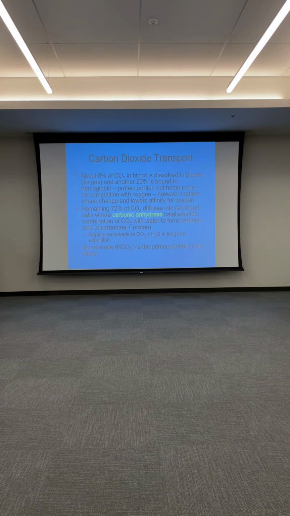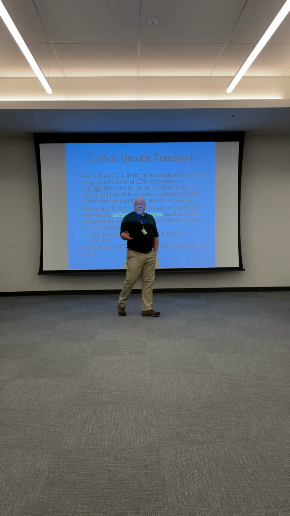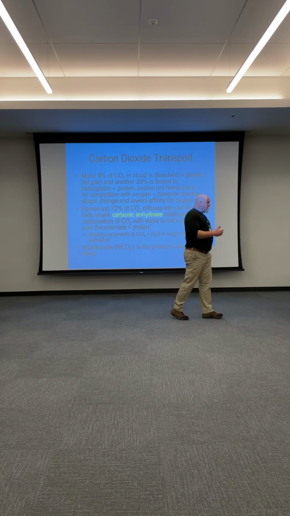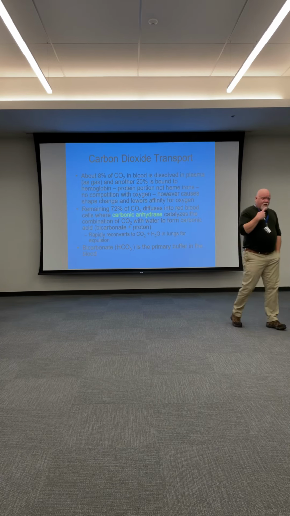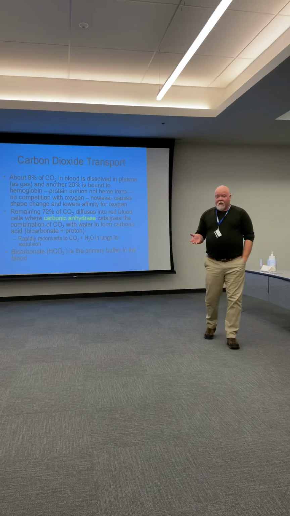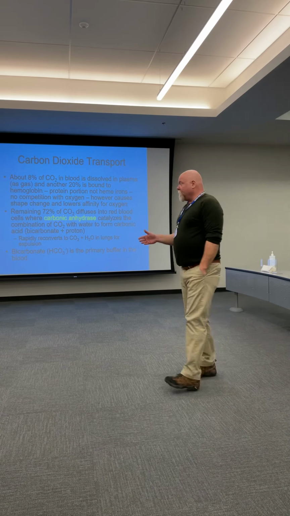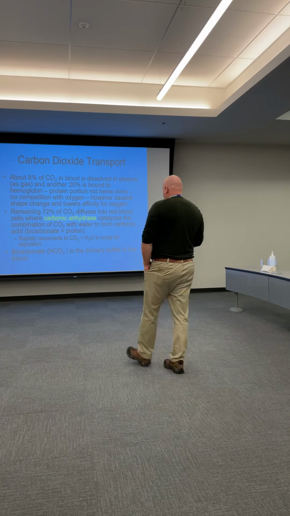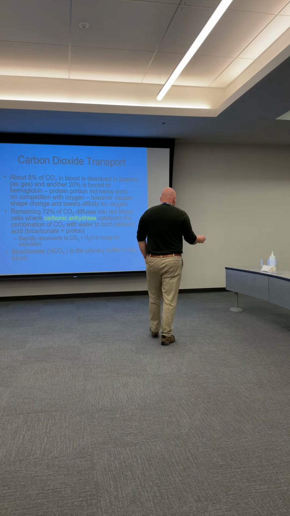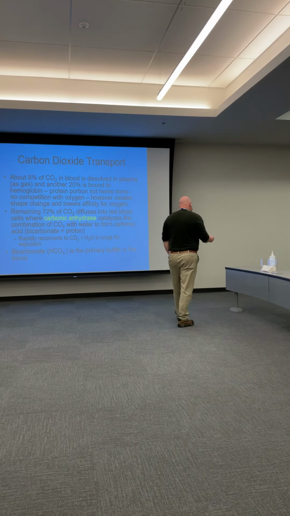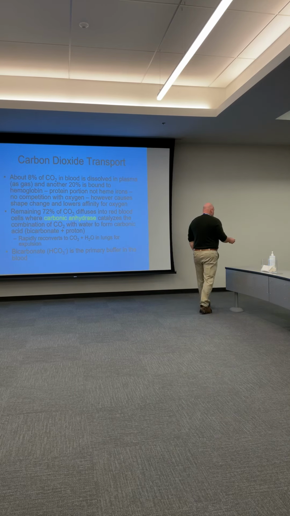Okay? Now in lab, I blew into a container that had water and phenol red. That was our pH indicator. And we turned the water and the carbon dioxide that I was exhaling into carbonic acid, and we watched that pH go down. We watched an acid form. That's exactly what happens in our blood, okay? But we've got three different mechanisms to carry this carbon dioxide.